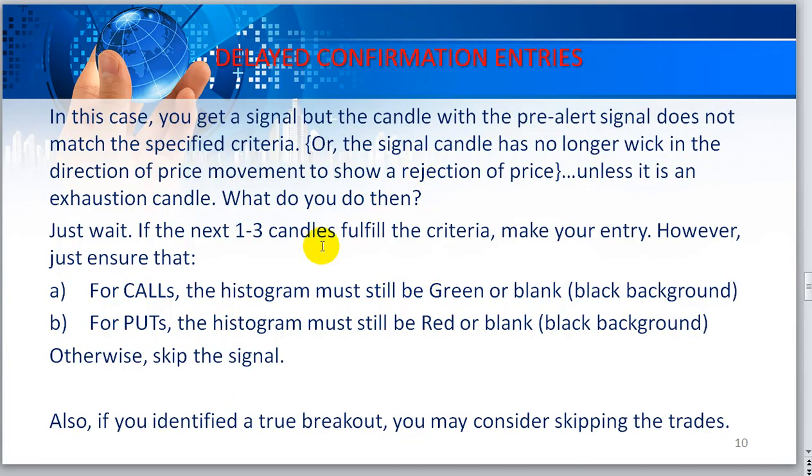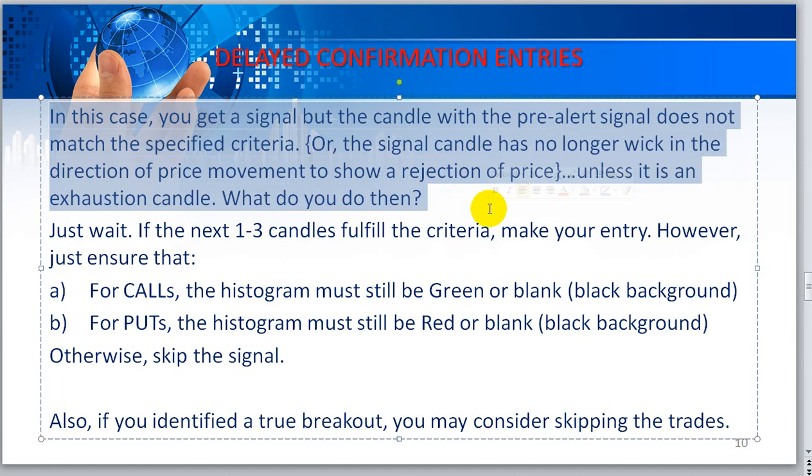I've left some notes here. Sometimes there's a delayed confirmation. That is to say, sometimes the arrow would come, but the candle has not broken resistance yet or has not broken support yet for a put or call option. In that case, you need to wait for like 1, 2, 3 more candles and see whether all the conditions will be fulfilled for you to enter the trade.